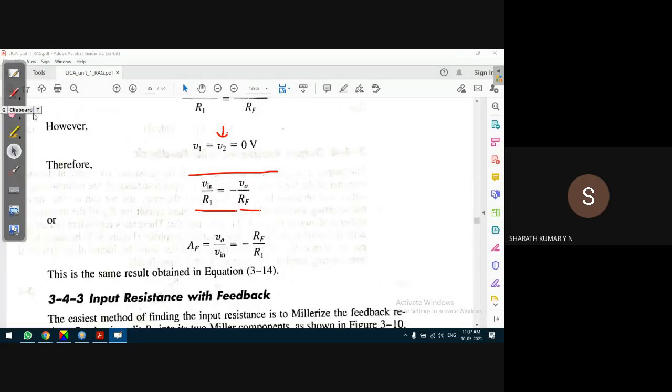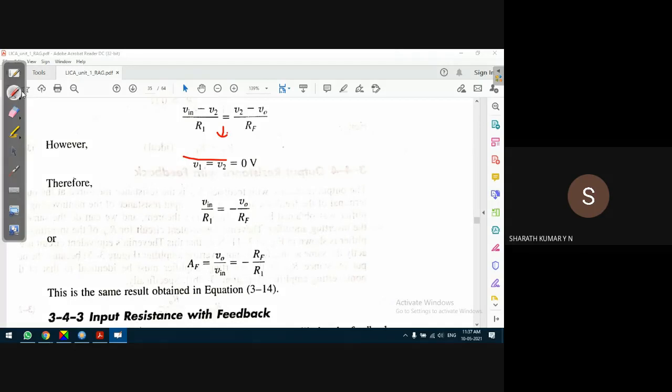So when you substitute V2 equal to 0 in the above expression, we get the expression as Vin by R1. From this, Vin by R1 is equal to minus V0 by Rf.